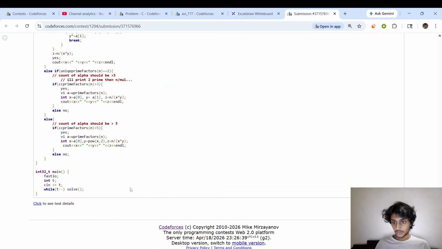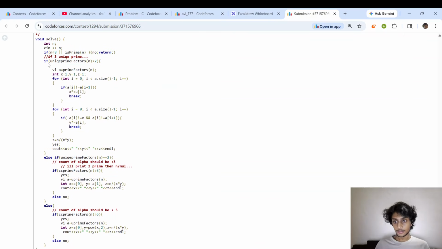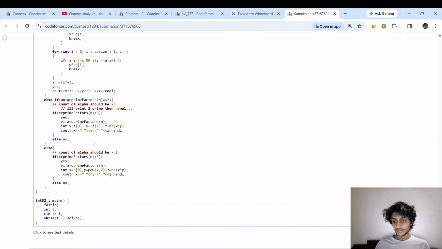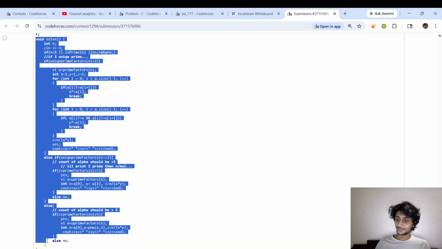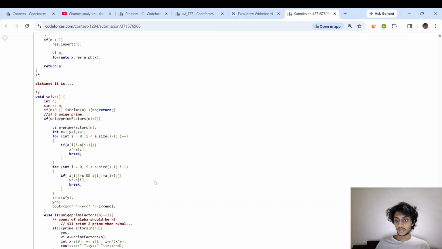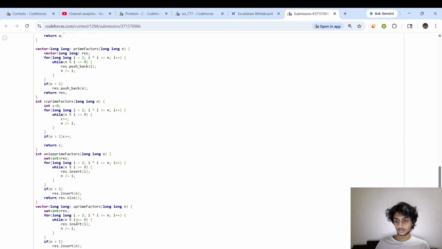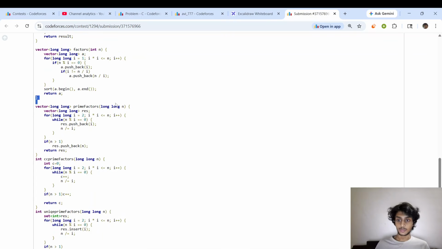This is the solution. It's pretty big, I know. That's what she said, whatever. This is the solution, and the functions I have called in here, I made them by myself by changing something.